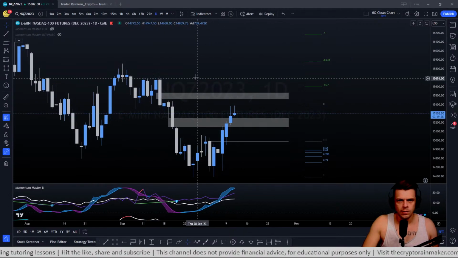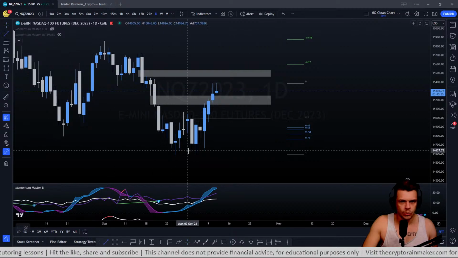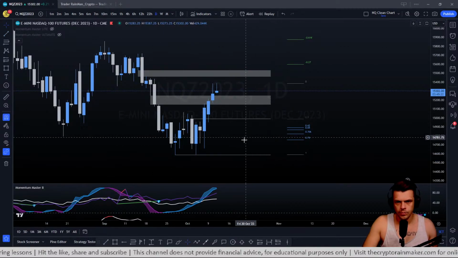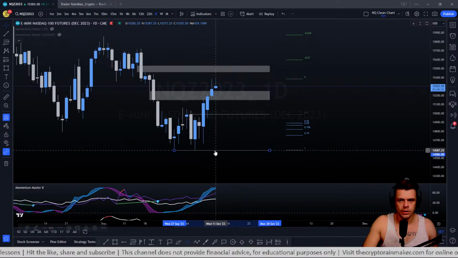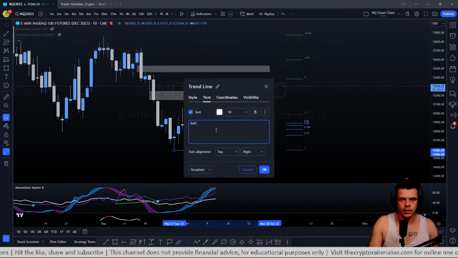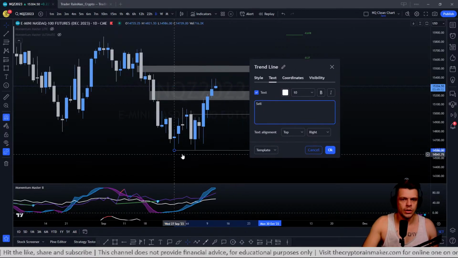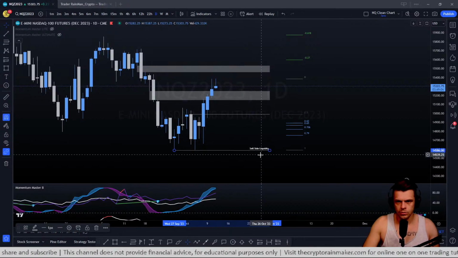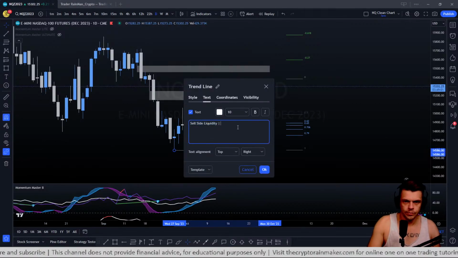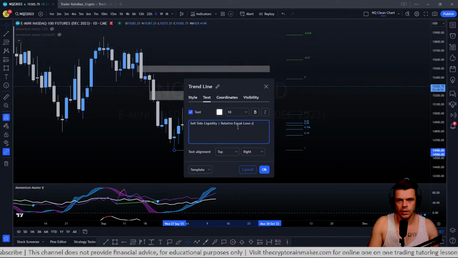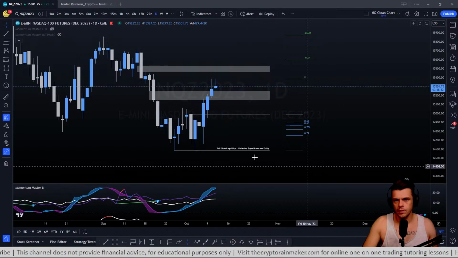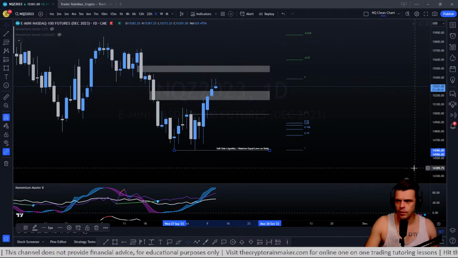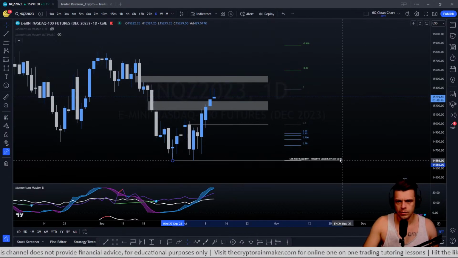Alright, and then just something else to keep in mind is that we have these relative equal lows right there. So this is sell side liquidity. And this is on the daily chart, so this will be a major sell side liquidity pool. And let's also add relative equal lows on daily. Okay, and this level is at 14,586. Extend it a little bit.